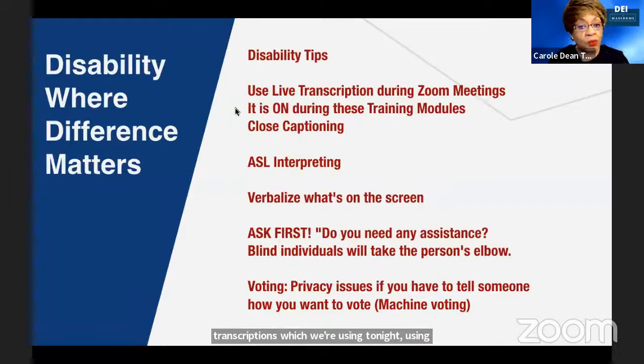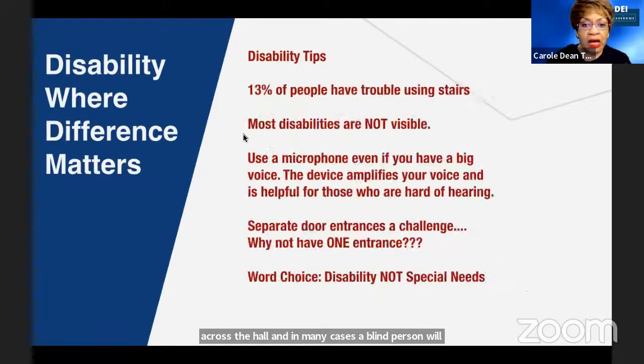interpreters, verbalizing what's on the screen, which I'm doing now because you can never assume that some people are having a great time catching up with what's taking place on the screen. So verbalizing is very important. And then asking first, if someone is blind or they have a sight impairment, you want to ask them before directly leading them across the street or across the hall. And in many cases, a blind person will take a person's elbow and then you will guide them across the street. Also, some things we're discussing, 13% of people have trouble using the stairs.